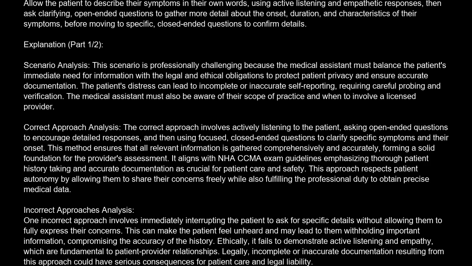Incorrect approaches analysis. One incorrect approach involves immediately interrupting the patient to ask for specific details without allowing them to fully express their concerns. This can make the patient feel unheard and may lead to them withholding important information, compromising the accuracy of the history. Ethically, it fails to demonstrate active listening and empathy, which are fundamental to patient-provider relationships. Legally, incomplete or inaccurate documentation resulting from this approach could have serious consequences for patient care and legal liability.